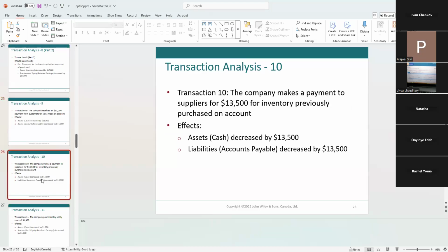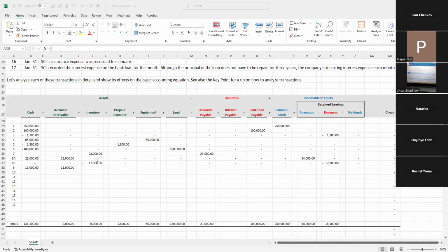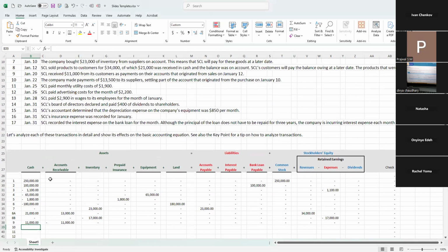Next one. Now the company makes payment to the supplier for the inventory that we purchased on account. Remember, we purchased this inventory, we got the inventory, but we never paid for it. Now let's pay those people for the inventory that we bought. Let's pay them some money. With minus cash. Minus cash, how much? 13,500. Minus 13,500.